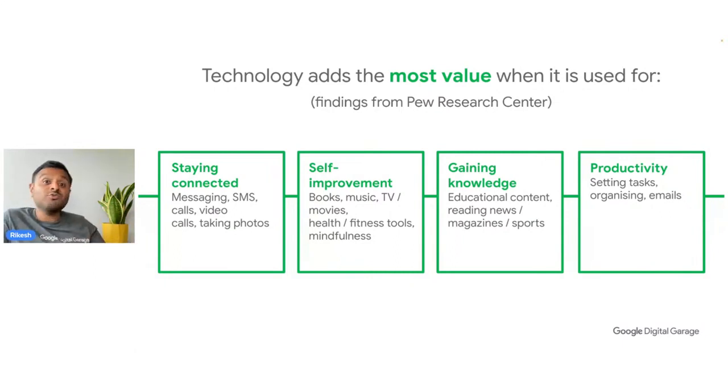Now, you've also got self-improvement. So things such as reading ebooks. We can use our devices to read books. So if we go away on holiday and sit on a beach, rather than having to pack 10 different books with us, we can just have them on one of our devices, right there in the palm of our hands.